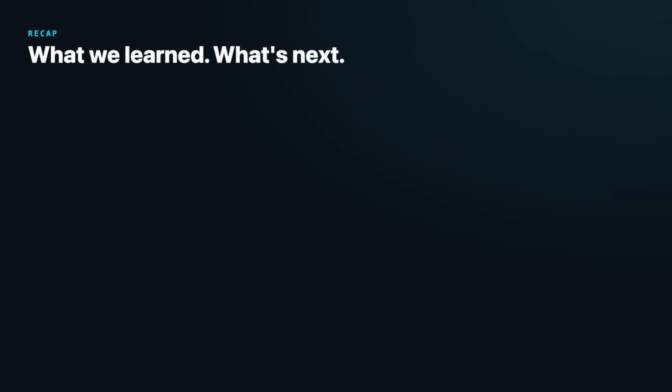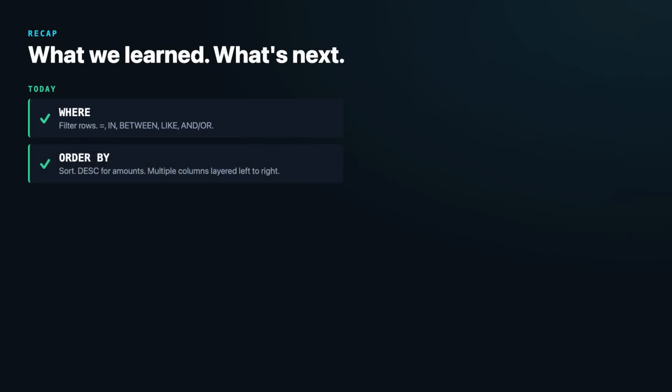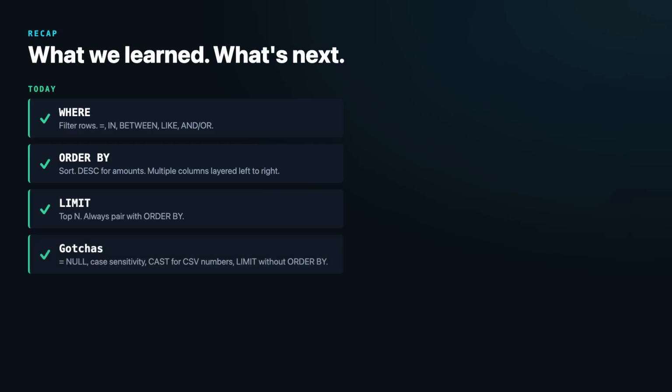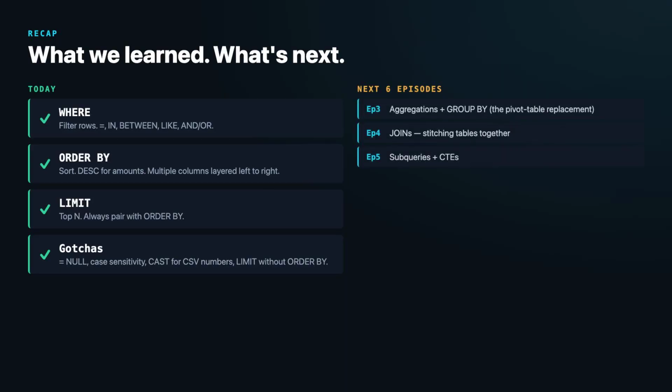What we learned: the five-clause skeleton, 5 operators inside where, order by for sorting, multi-column when you need a hierarchy, limit for top n, and 4 gotchas to remember. Episode 3: Aggregations and Group by, the pivot table replacement. Sum, AVG, count, and the clause that brings them all together.